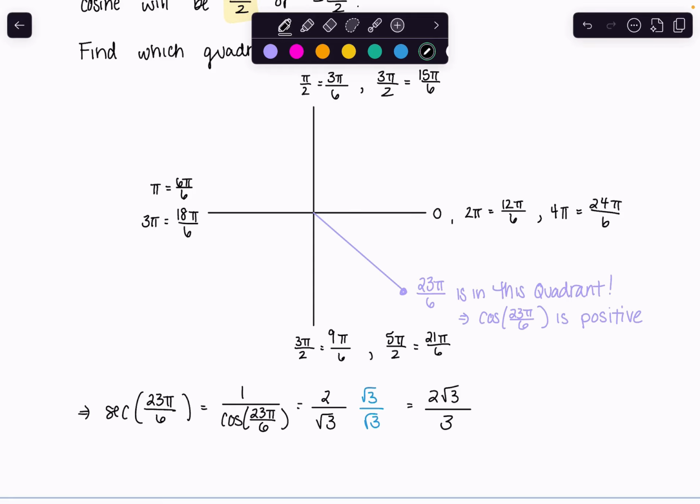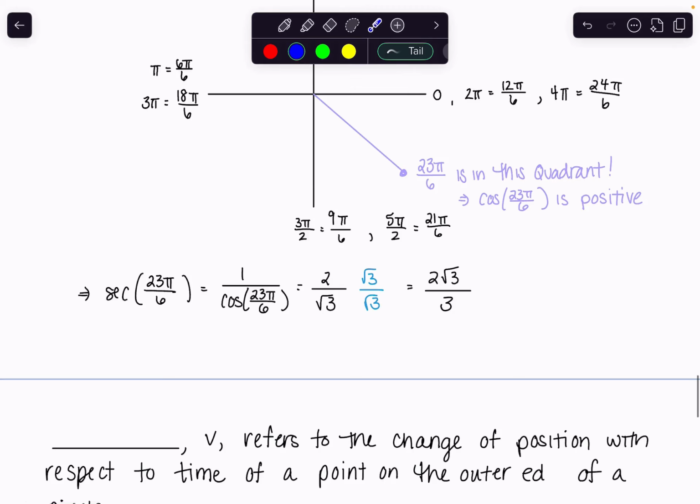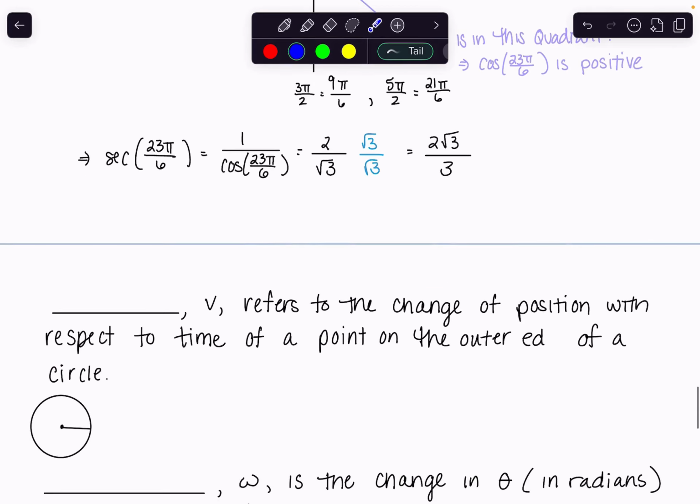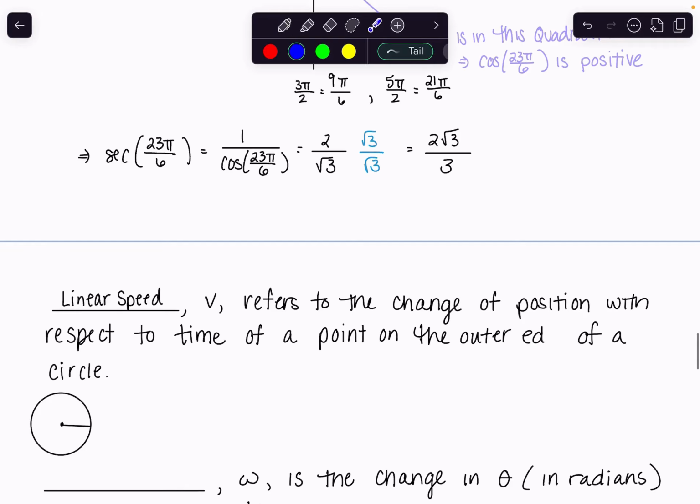But we do have one more thing we're going to talk about in this section, since you see we keep going around in these different angles. We've talked about arc length as well. So something that naturally comes up are two concepts of linear speed and angular speed. So starting out first with linear speed. This is denoted by a V.